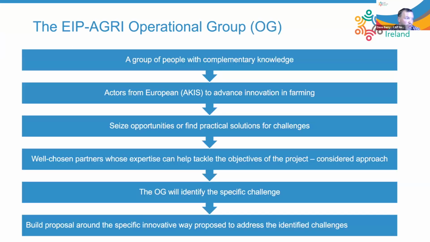On your journey in starting your operational group, the members all have complementary knowledge. They can come from AKIS, the Agricultural Knowledge and Information System. Once you've identified a local challenge, you choose the partners who can work with you on this challenge, and then you can identify a solution. So you build a proposal around this. But one thing we would like to say is that it's important to have a considered approach to your selection of the operational group and its members, so that it can link well with your goals.